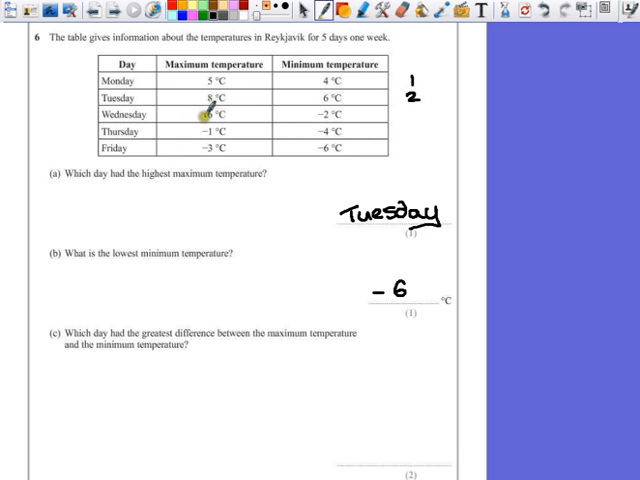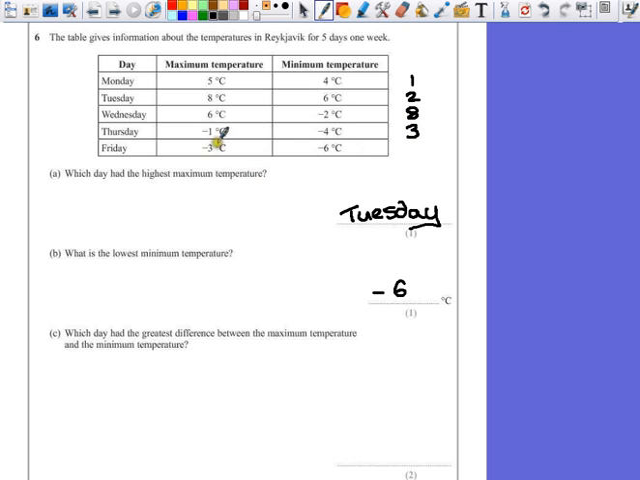On Wednesday, it's gone from 6 degrees down to -2. So that's 6, 5, 4, 3, 2, 1, 0, -1, -2. That's a difference of 8 degrees. On Thursday, we've gone from -1 to -4. So that's -1, -2, -3, -4. That's only 3 degrees difference.